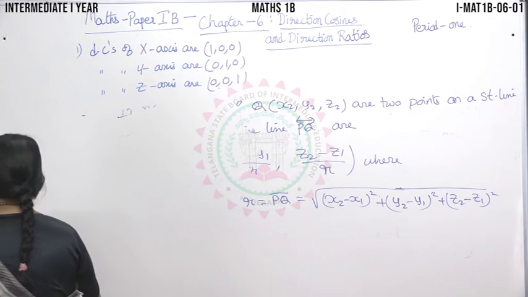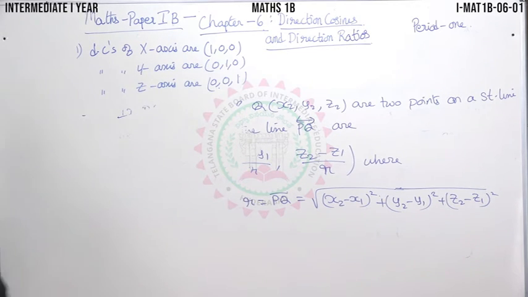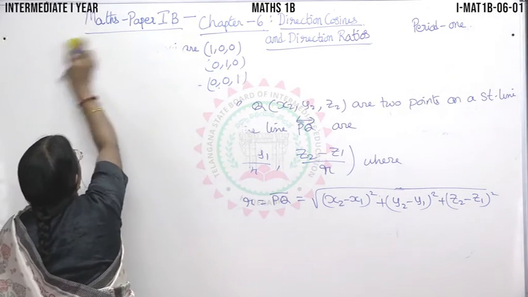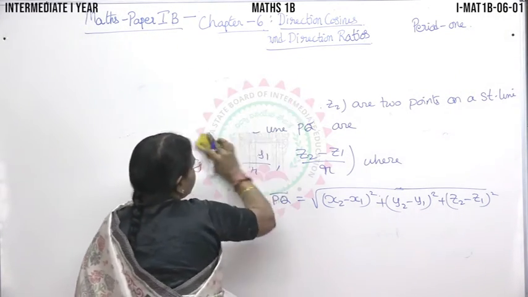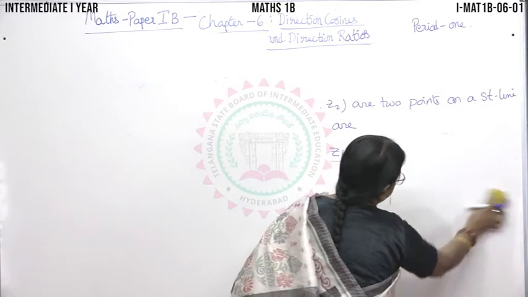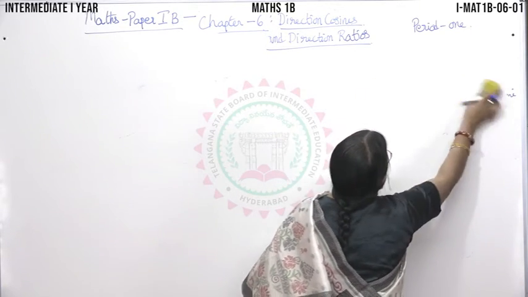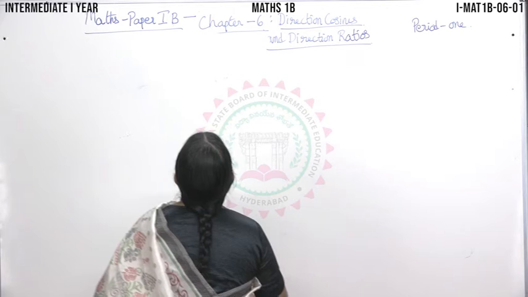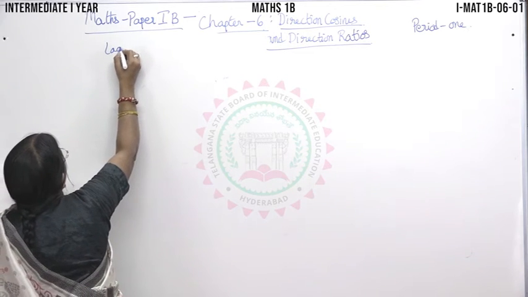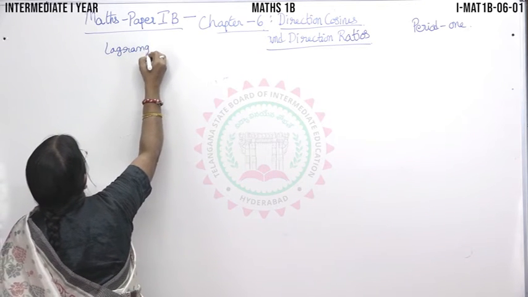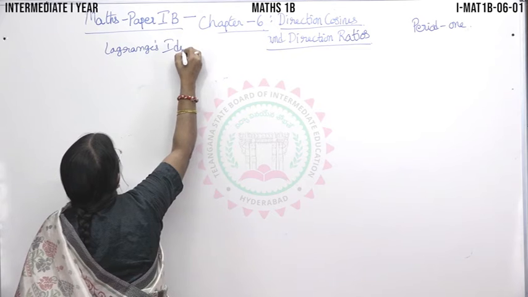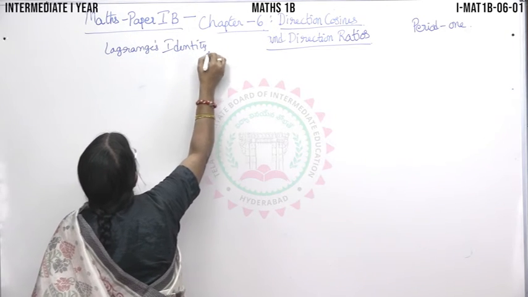Next, we have a property called Lagrange's identity. That also I'll just give. You may get that identity for 2 marks, so you can just learn the formula. Lagrange's identity. You can just note down this formula.